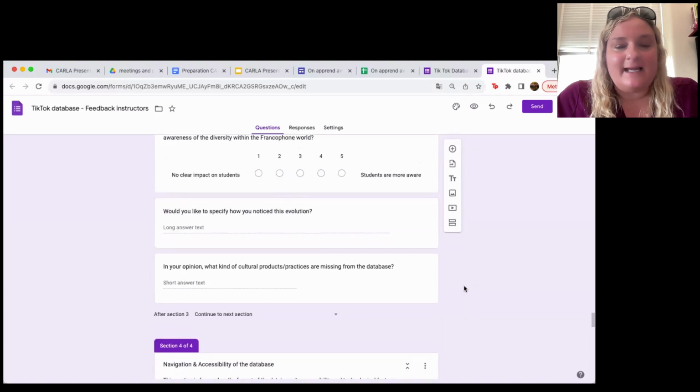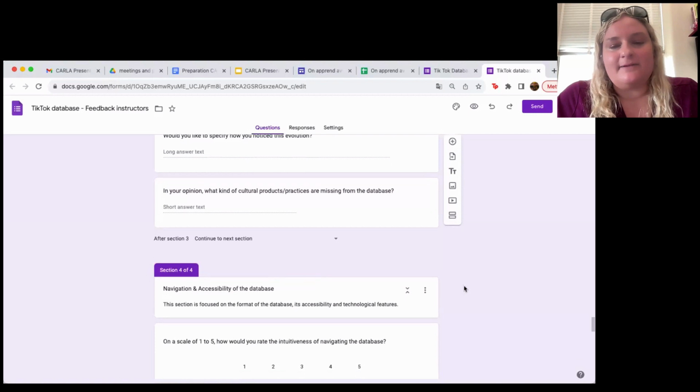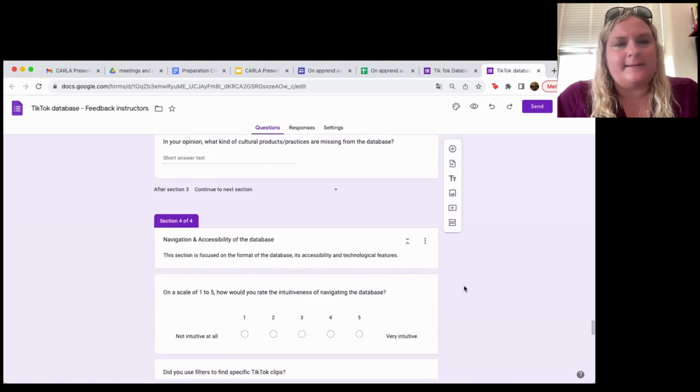And then, yeah, we ask some questions about navigation and accessibility. And those are more sort of logistic. Were you able to filter? Did you have issues using X, Y, and Z, et cetera?